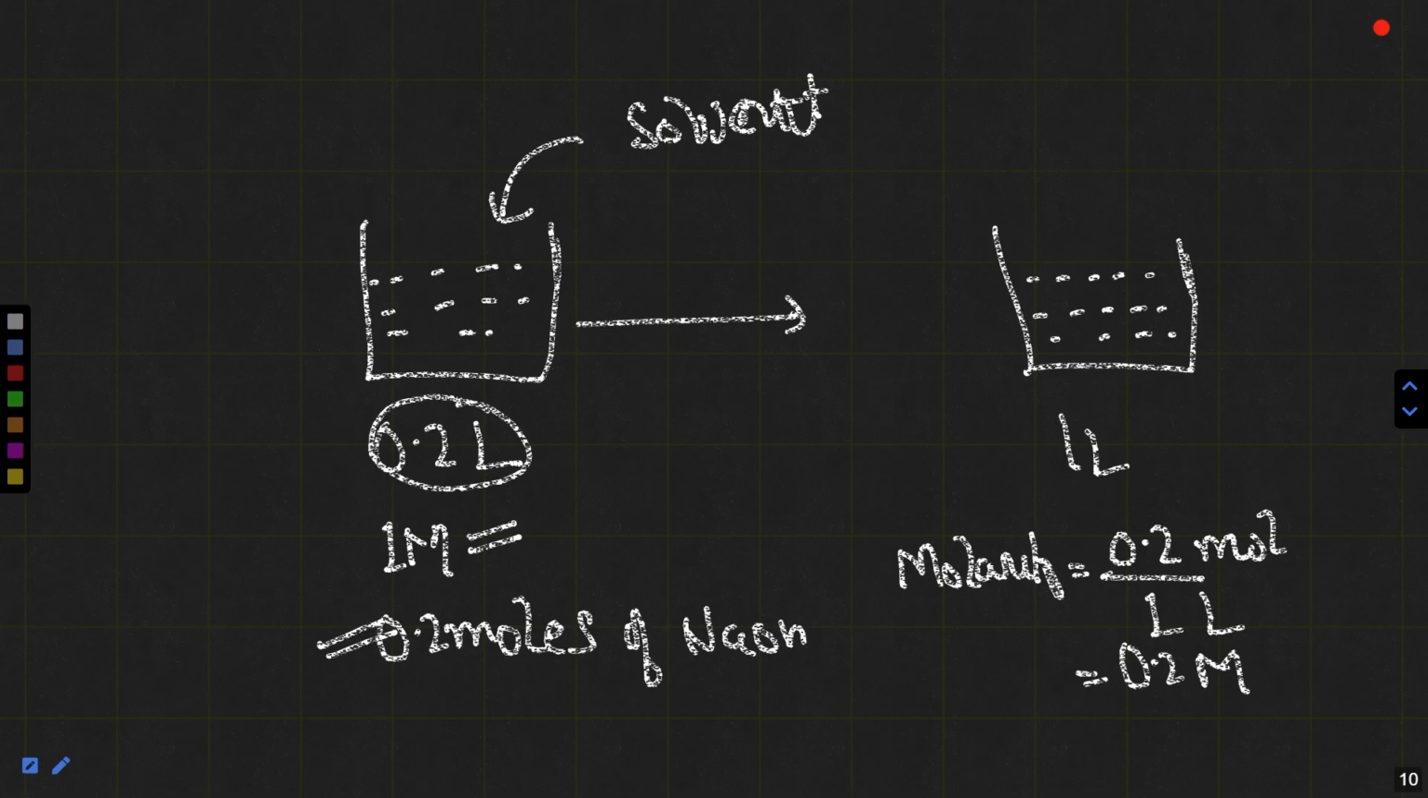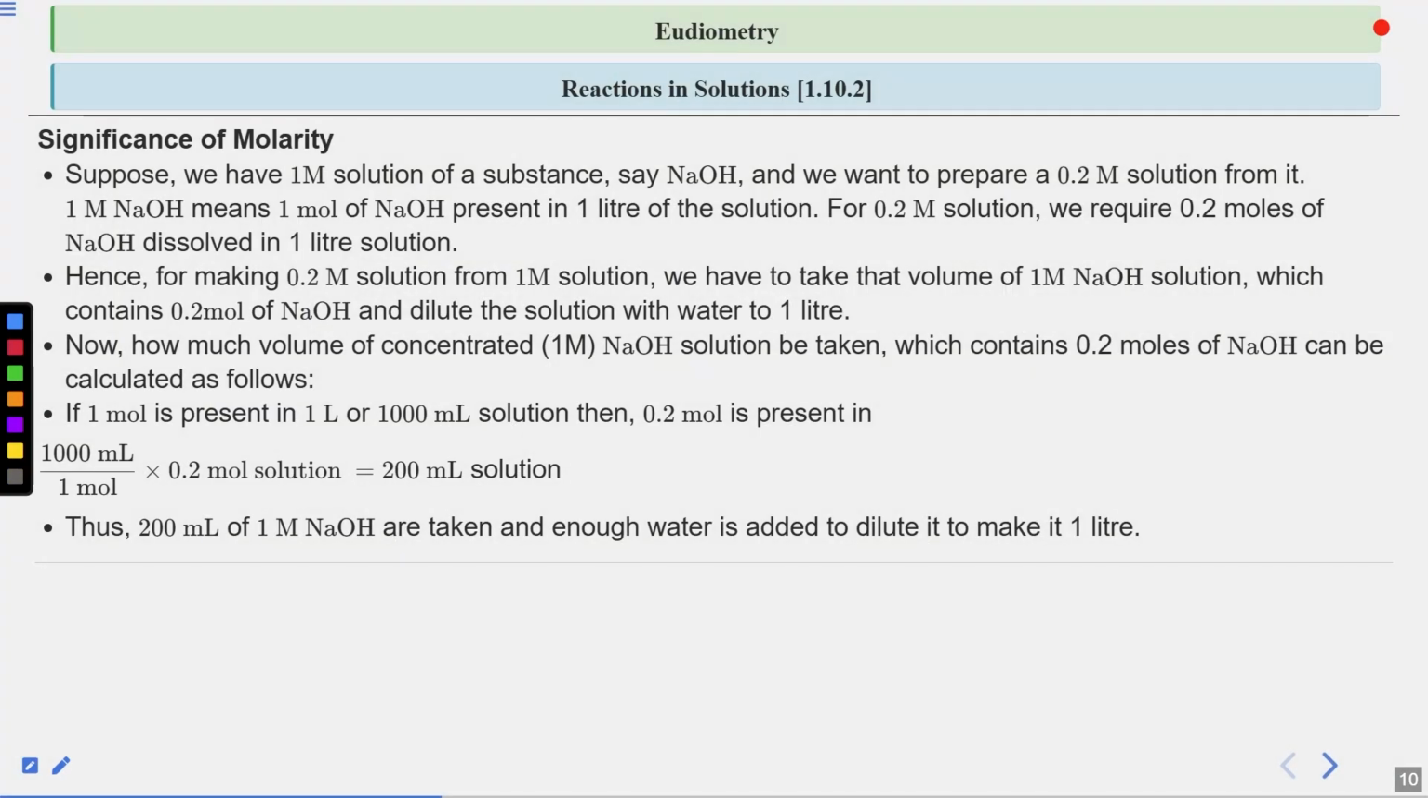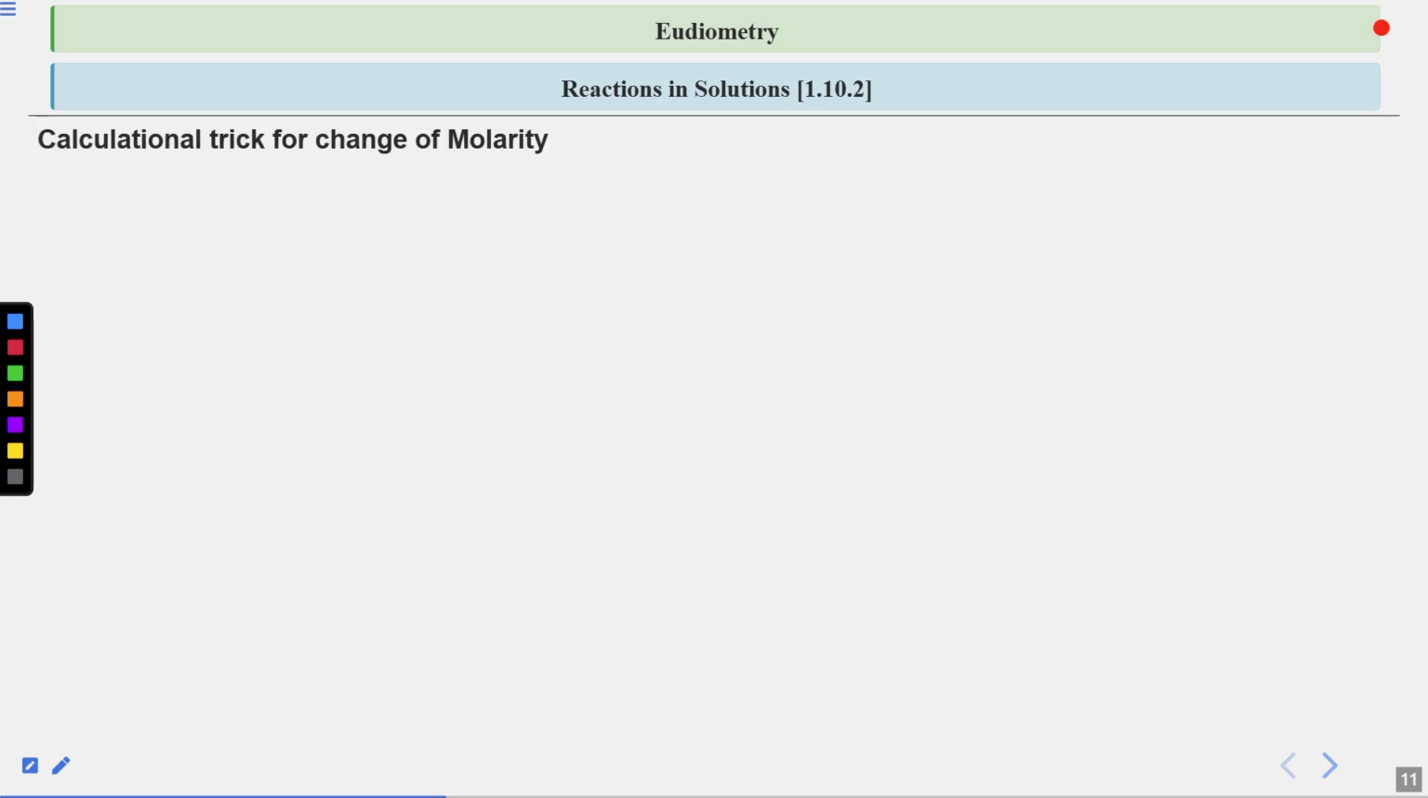Now in this same solution, we keep on adding the solvent. So our solute moles are fixed. We are just adding the solvent. Therefore, the solution's volume finally becomes 1 liter. Therefore, your concentration is now 0.2 molar. Got it? Now, if you are still facing difficulty in this, we will look at a calculational trick to understand this. What is that trick? That trick is very simple.